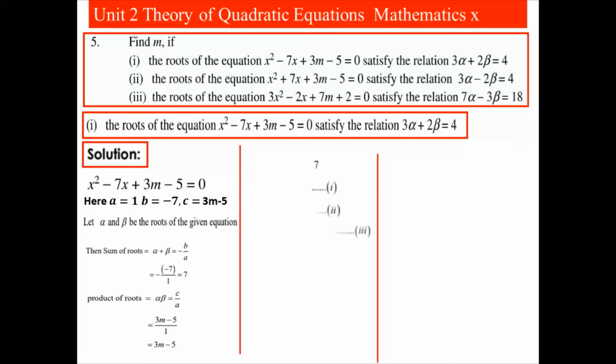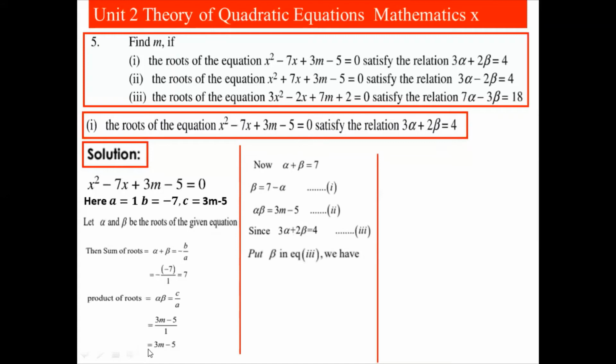So we can write that the sum of the roots alpha plus beta is equal to 7. So we can find beta in terms of alpha. So beta is equal to 7 minus alpha. We write this as equation number 1. And alpha beta is equal to 3m minus 5. It is also given that 3 alpha plus 2 beta is equal to 4. So now we replace the value of beta in equation number 3.